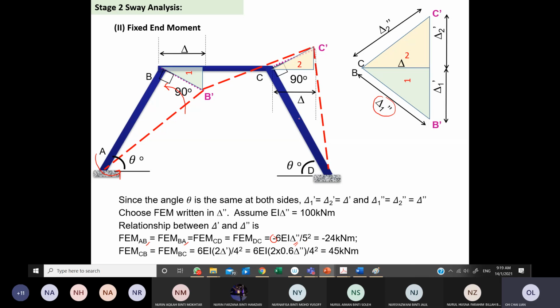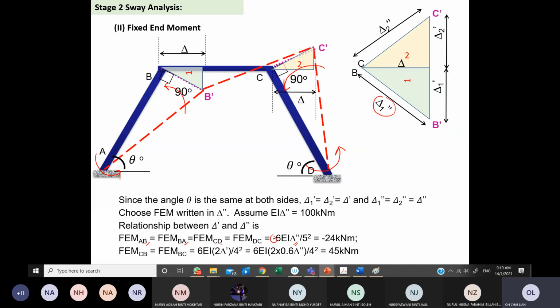Okay, class, how about CD? What is the direction of the fixed moment? Counterclockwise. Very good. So we push it back here. Okay, so similarly, it will be happening to the other ends. Okay, if you can see that, it will have the same answer as AB and BA.